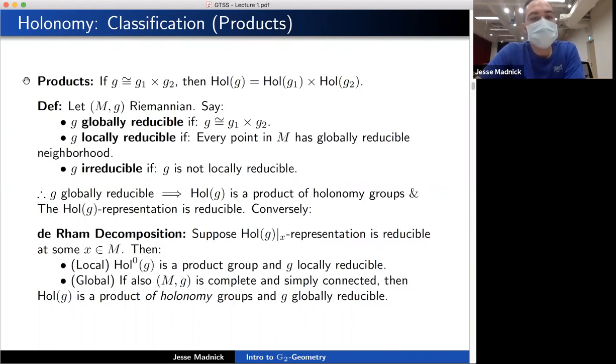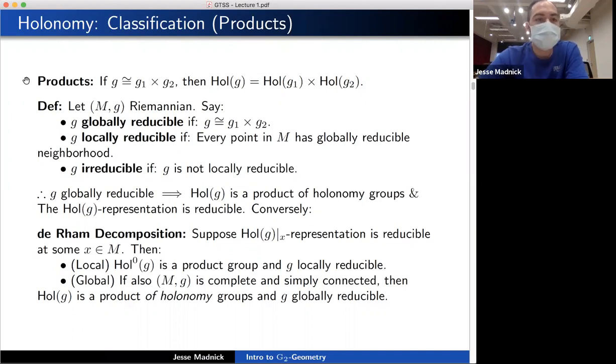We're going to assume that the holonomy representation is reducible as a representation, meaning that there's some non-trivial proper invariant subspace. The local statement says that the reduced holonomy group is therefore a product group. Not necessarily a product of holonomy groups, just simply a product group, and the metric is locally reducible. The global statement says if you further assume that your metric is complete and your manifold is simply connected, then more is true. Not only is the holonomy group a product group, it's a product of holonomy groups, and in fact your metric is globally reducible.